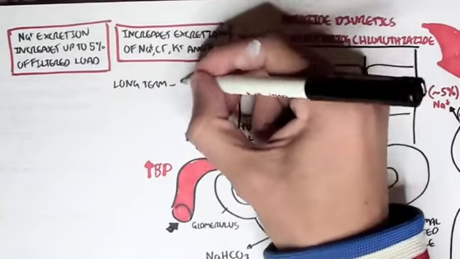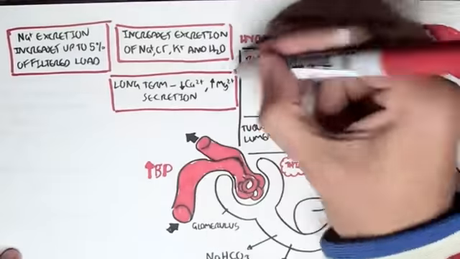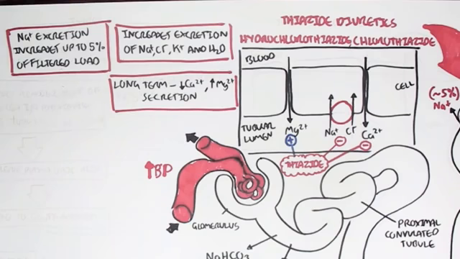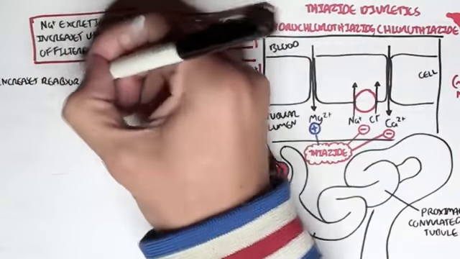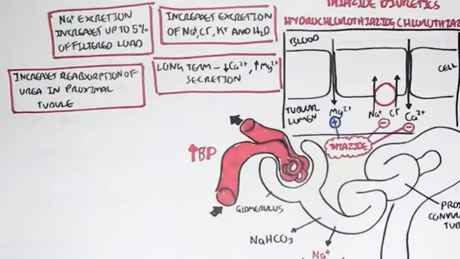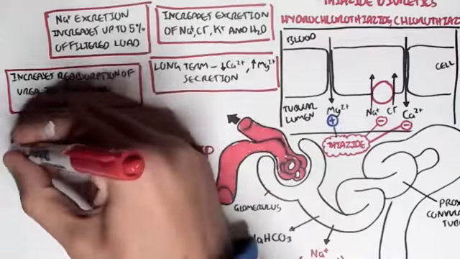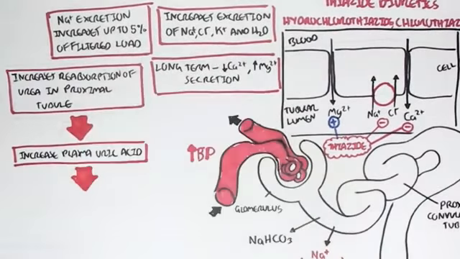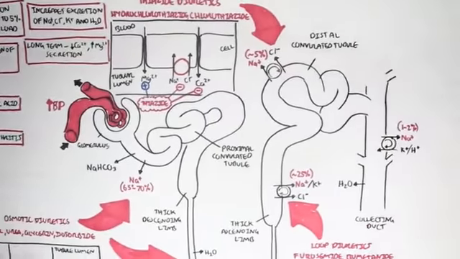In the long term, it will decrease the excretion of calcium, but increase the excretion of magnesium. Very interestingly, thiazide diuretics increase the reabsorption, not the excretion, of urea in the proximal convoluted tubules. If we increase the reabsorption of urea, this will increase plasma uric acid levels. And increased plasma uric acid levels might lead to gout, gouty arthritis, where uric acid will accumulate within the joints and cause pain, etc.